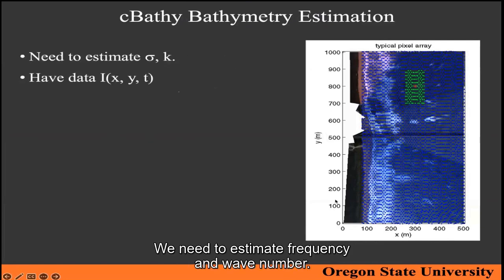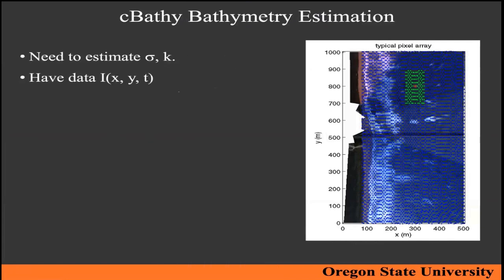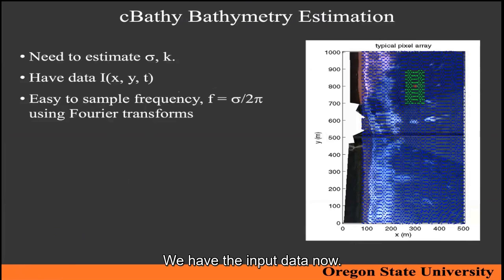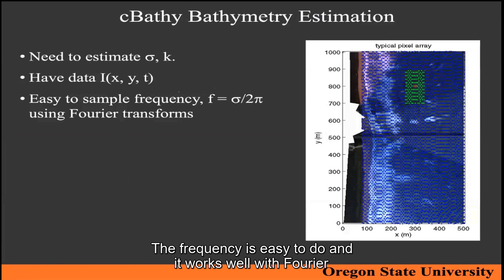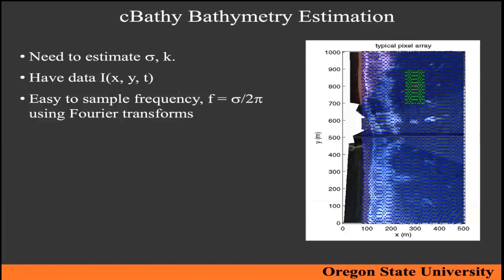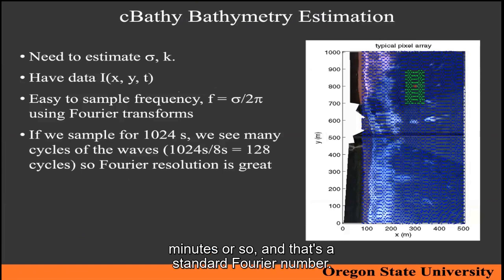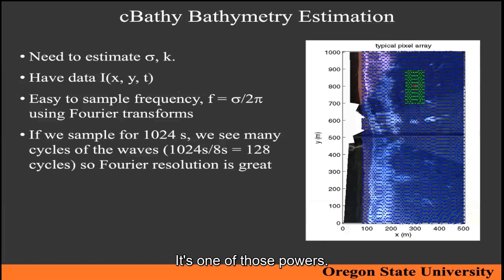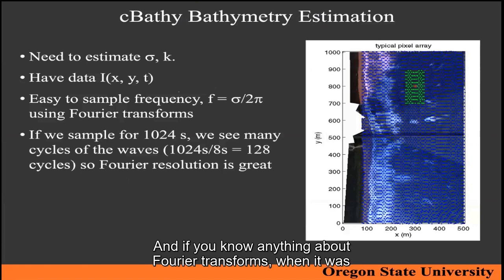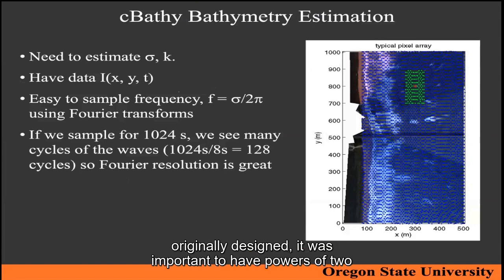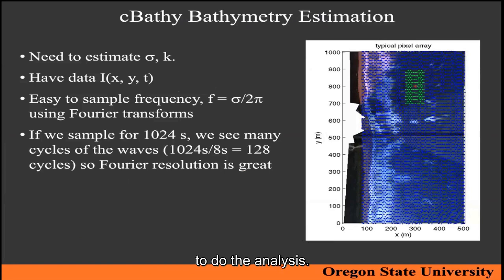Now, how do we do this? We need to estimate frequency and wave number. We have the input data. Now, the frequency is easy to do, and it works well with Fourier transforms. We typically sample for 1,024 seconds, so that's 17 minutes or so. And that's a standard Fourier number. It's actually 2 to the 10 seconds. It's one of those powers. And if you know anything about Fourier transforms, when it was originally designed, it was important to have powers of 2 to do the analysis.